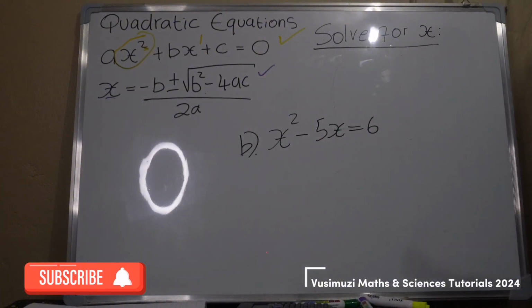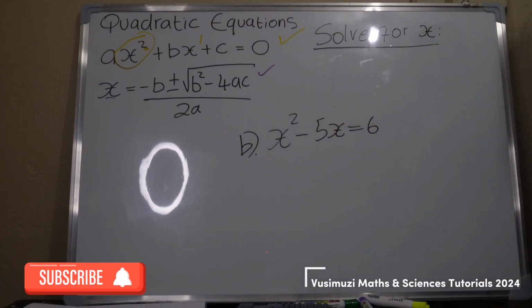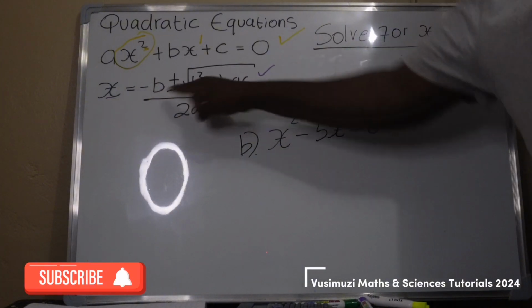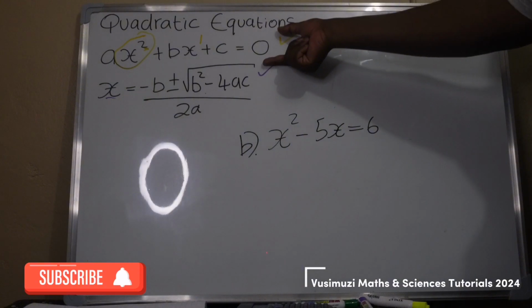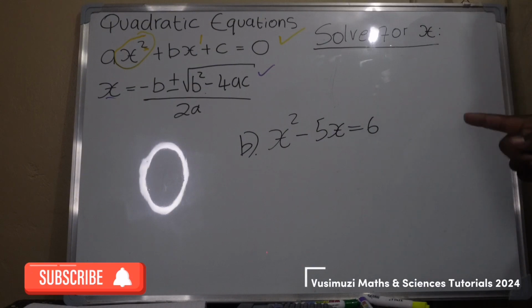Now, there are many ways to solve a quadratic equation, but one of the ways is through the use of the quadratic formula, which is negative b plus or minus square root of b squared minus 4ac, all over 2a. That's the quadratic formula we're going to use here. Now, remember, we have a standard quadratic equation. It means we must have 0 on the other side.